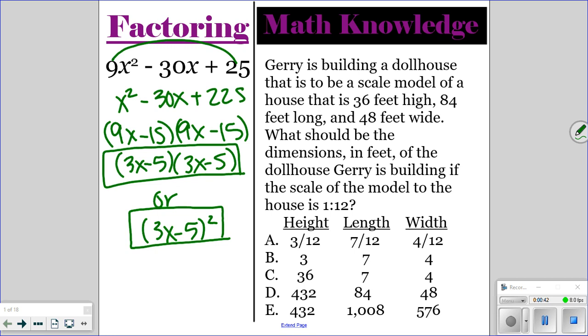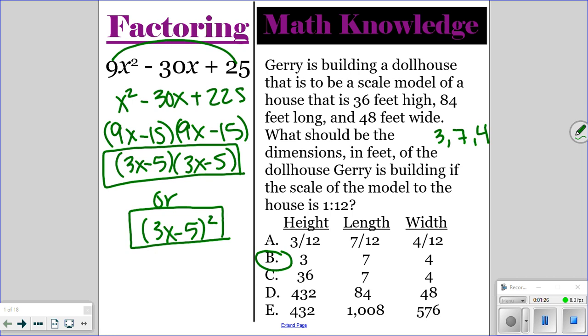For the math knowledge question, we want to know the dimensions of our dollhouse when the scale is 1 to 12. So we have 36, 84, and 48. So basically, you're going to divide all of these by 12. So 36 divided by 12 is 3. 84 divided by 12 is 7. And 48 divided by 12 is 4. So the only one that has 3, 7, and 4 is B. So that would be the dimensions of his scale model.